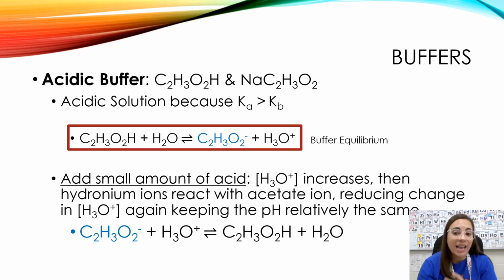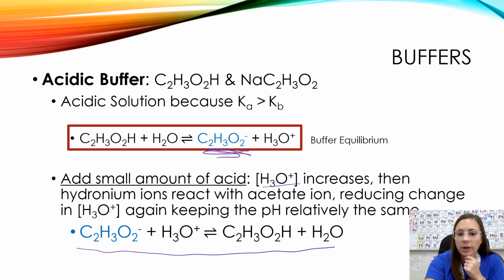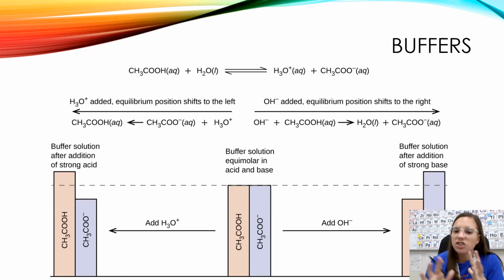Now, if we have the same exact buffer, but this time I add an acid, which means I'm adding H3O+, the H3O+ can react with the weak base, the acetate ion, in this equation to neutralize that addition of H+ and restore back our pH. So this is kind of a chart that shows that.